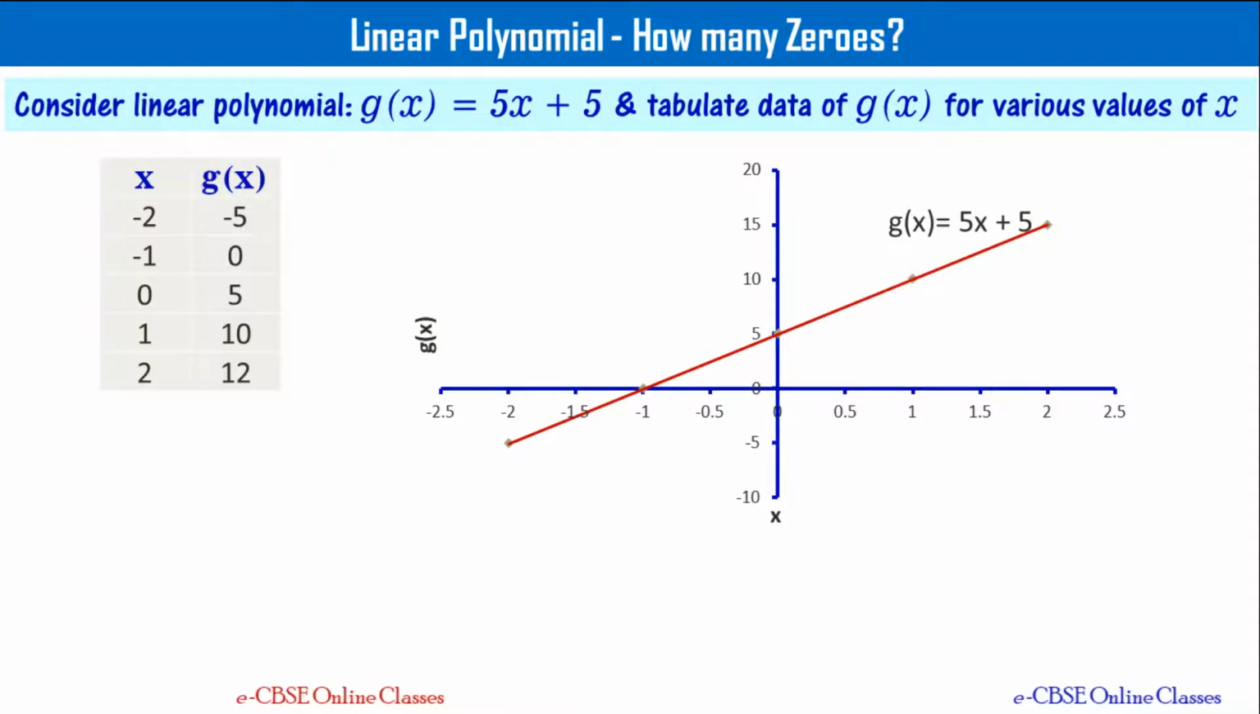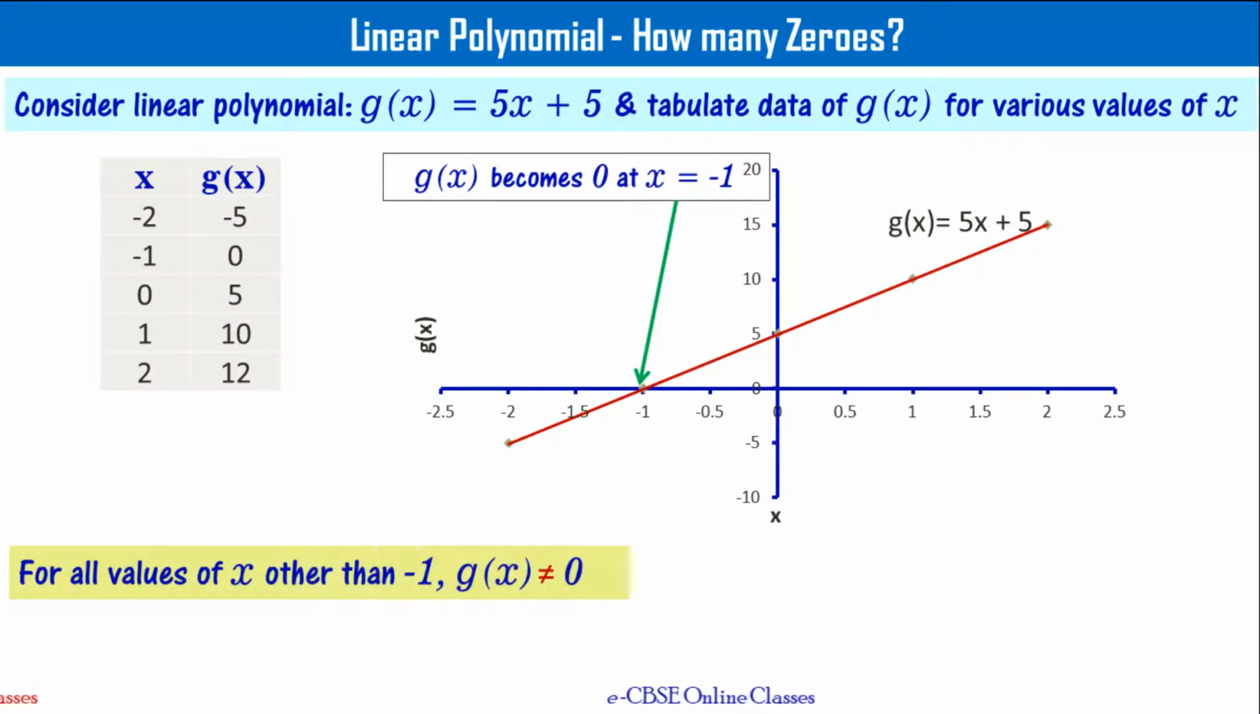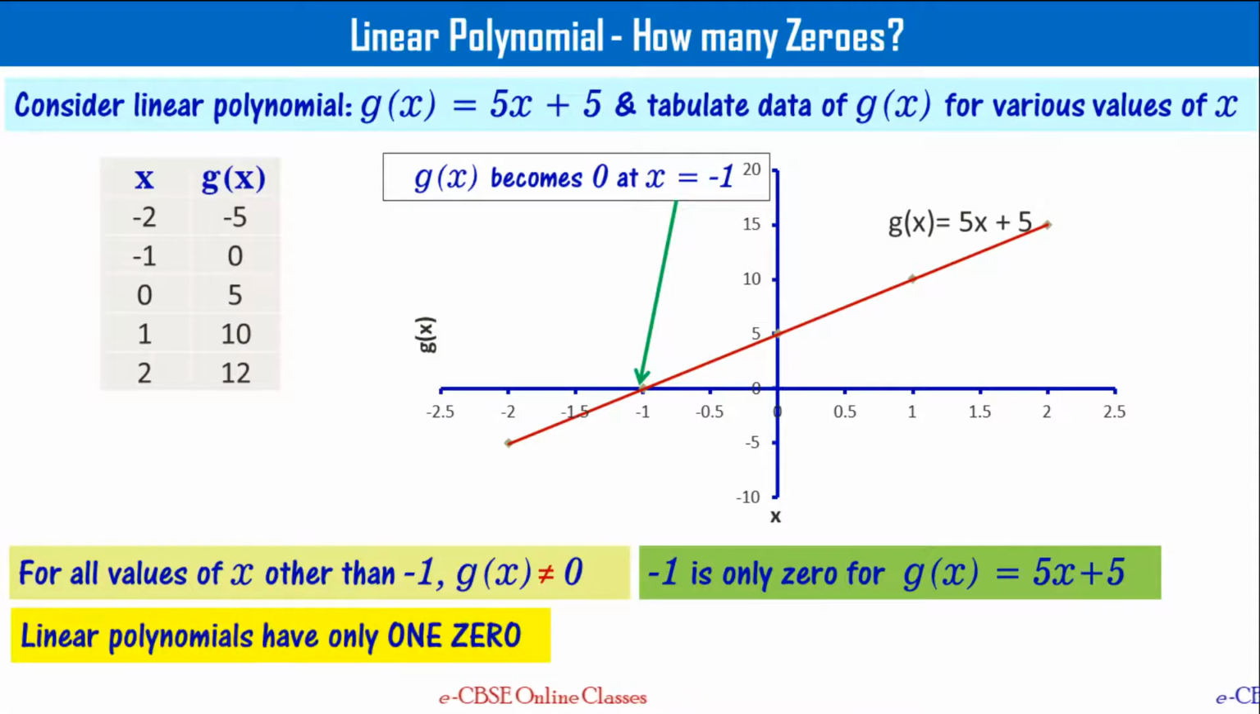From this graph also, we can say that g of x becomes 0 only at x equal to minus 1. For all other values of x, g of x is not equal to 0. Now, it means that minus 1 is the only 0 for g of x equal to 5x plus 5, right? Based on these two examples, we can say now that linear polynomials have only one 0. Please take a note of this.